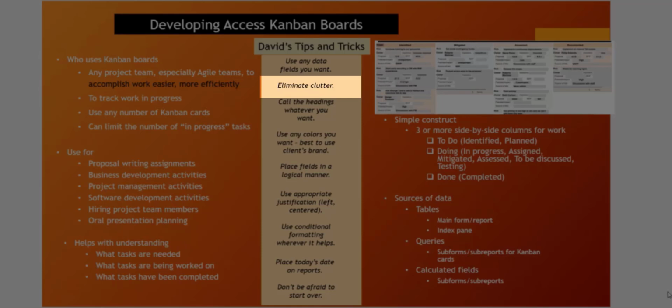The next thing is call the headings whatever you want. Use any colors you want. Place fields in a logical manner or a logical order. Use appropriate justification, left, right, and center. I usually don't use any right justification, but I use left and center. Use conditional formatting wherever it helps the user to understand quickly what the data is telling her.